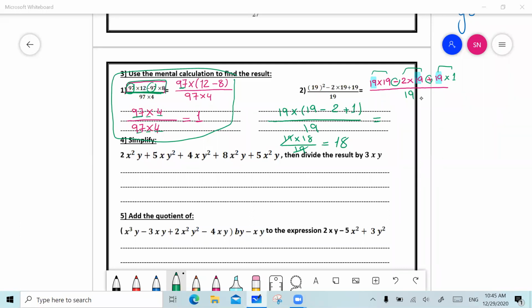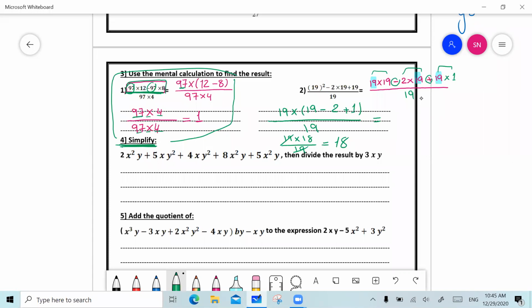Okay, let's go now for question number 4. Simplify. When I see the word simplify, this means that I must combine the like terms. So simplify means combine the like terms.